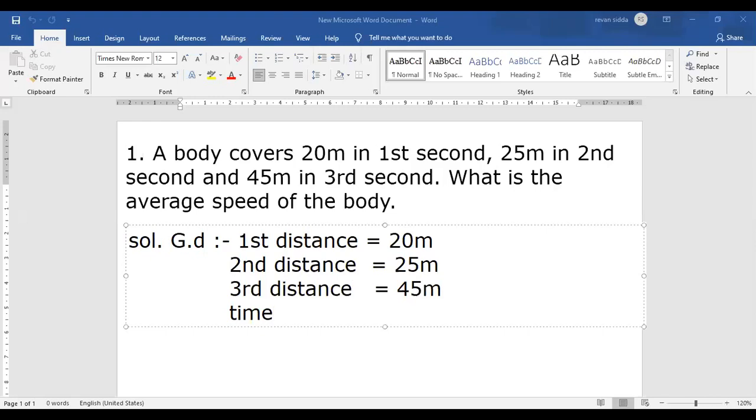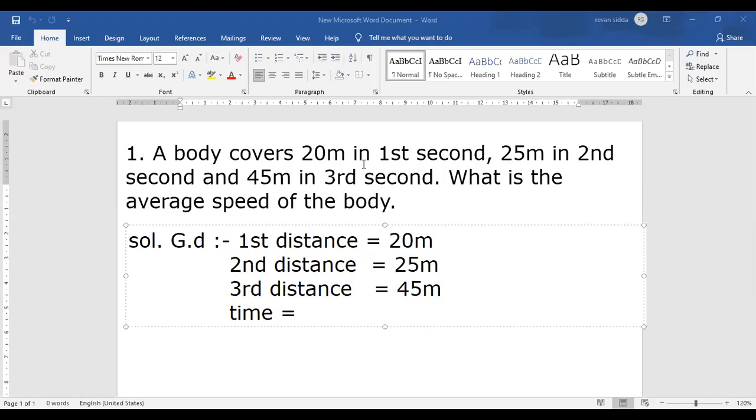Now, in first distance, time is 1 second. In second distance, time is 1 second. In third distance, time is 1 second only. You can see the question. The body covers 20 meter in first second. First second in the sense it has taken 1 second only. 25 meter in second second. Second second in the sense it has taken 1 second only. And 45 meter in third second. Third second in the sense it is 1 second only.